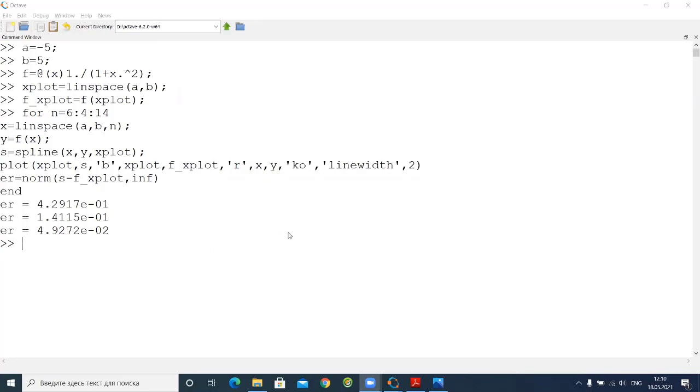Any other questions? So inside of our loop, we will do operations because they all depend on n. This error also. Okay, can you continue?